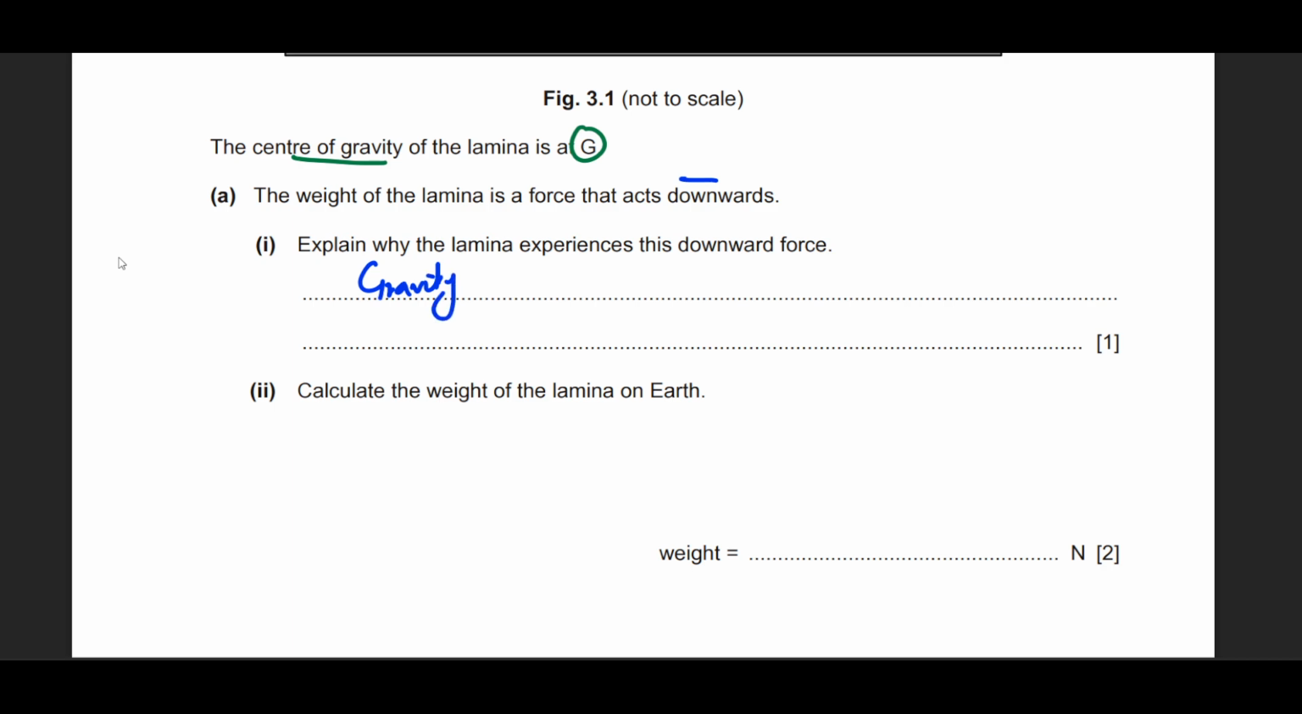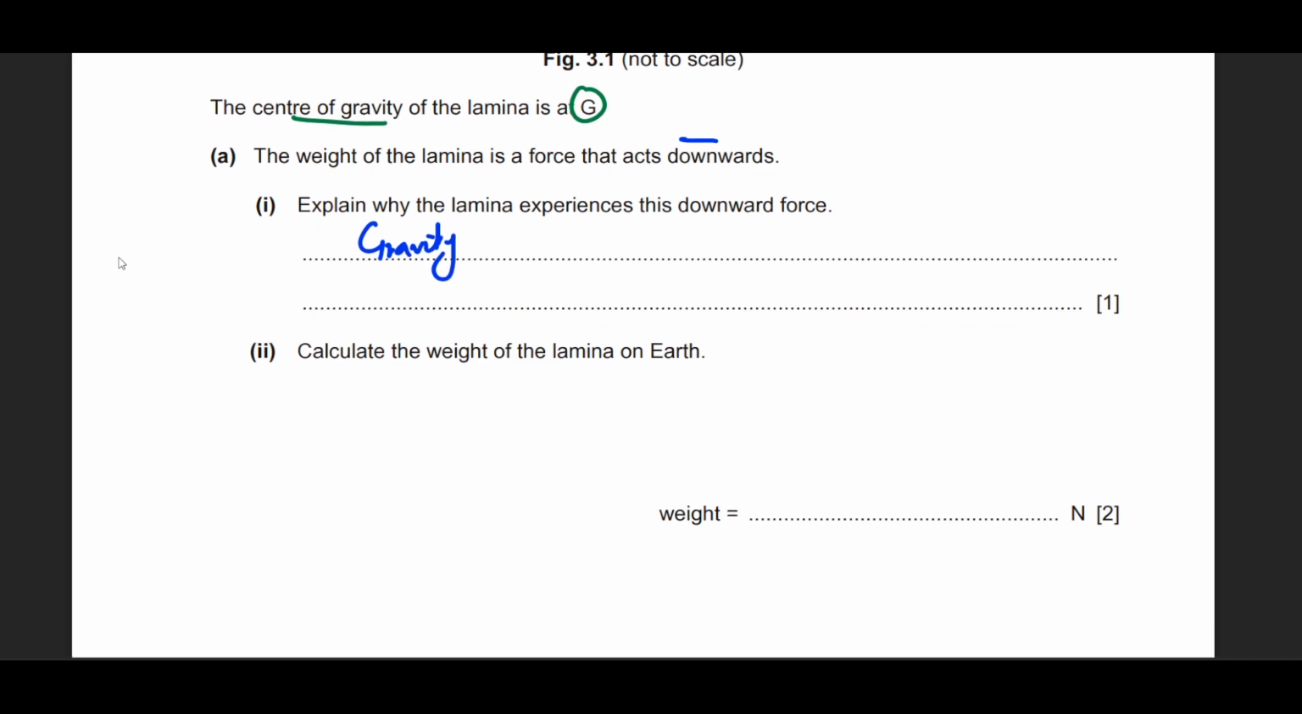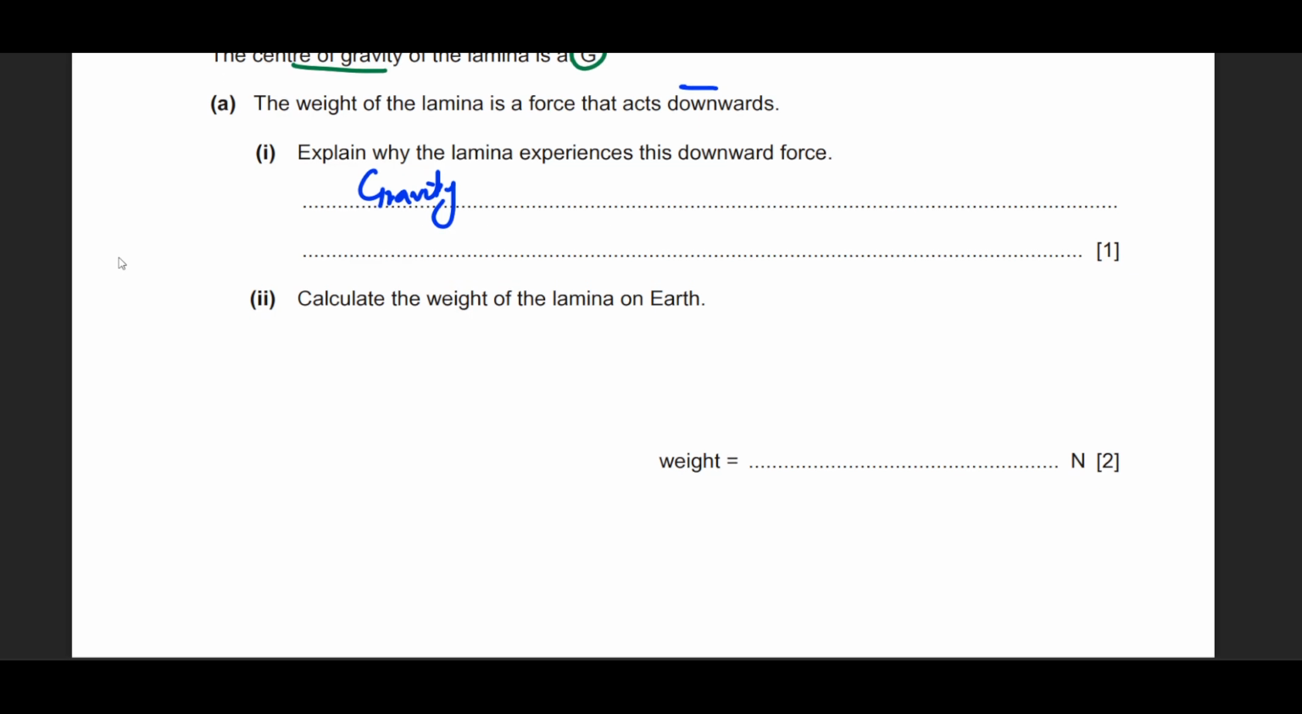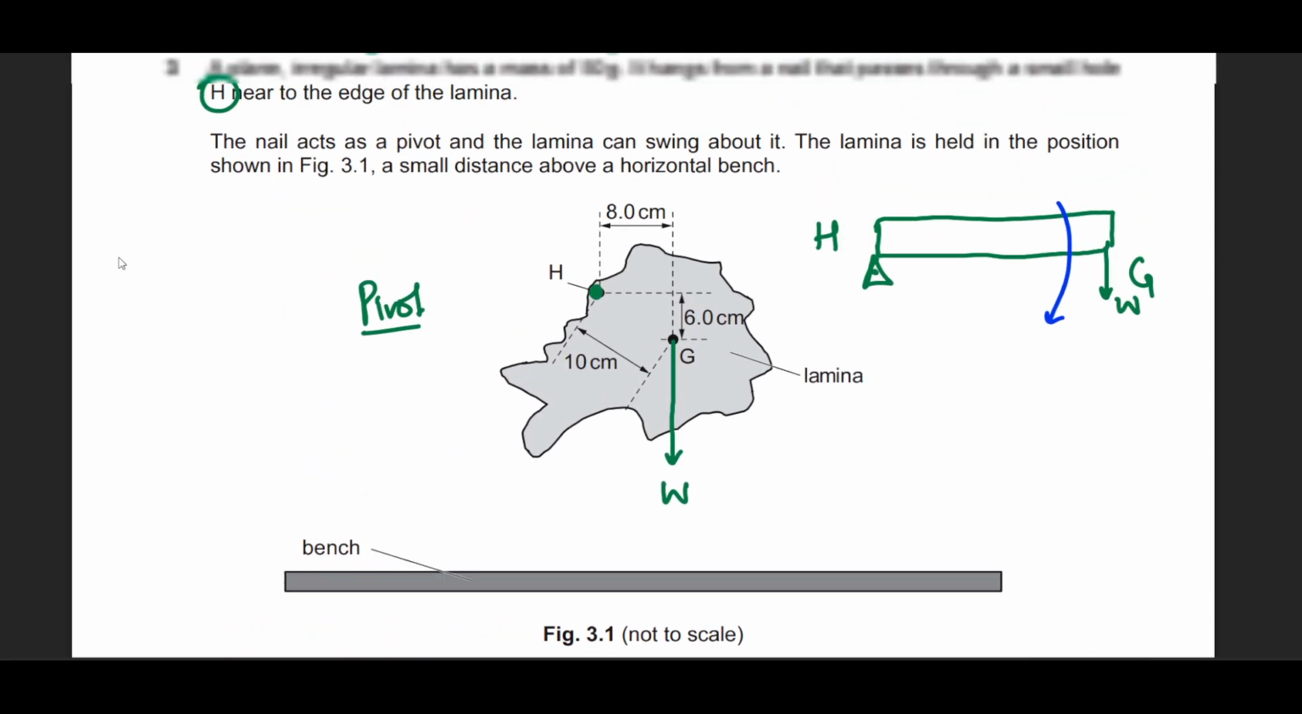Gravity, or gravitational attraction. You can say the lamina is placed in the gravitational field of Earth, which is why it's experiencing a force downwards. Calculate the weight of the lamina on Earth. The simple formula is W equals mg, and we are reminded again that mass has to be converted into kilograms.